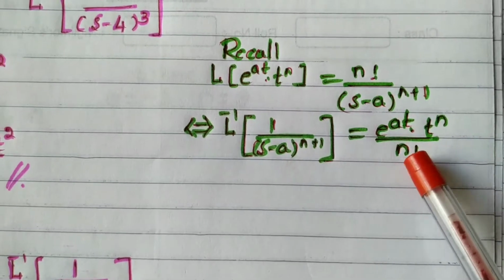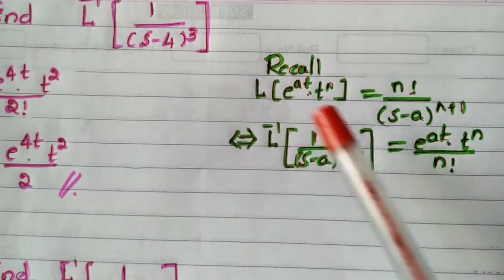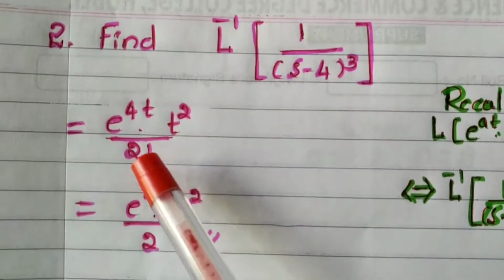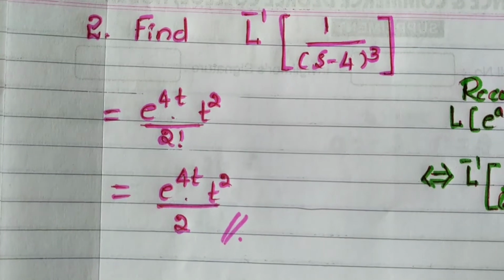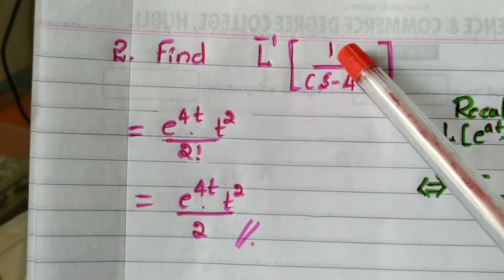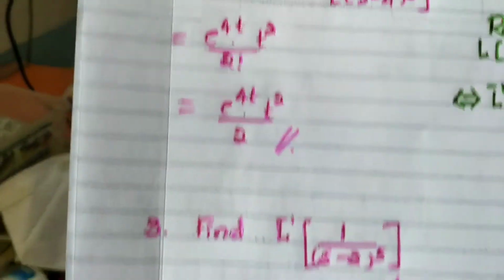It is e raised to at by t raised to n by n factorial. With a as 4 and n as 2, it is e raised to 4t into t square divided by 2 factorial. So we have the answer: L inverse of 1 by s minus 4 raised to 3 is e raised to 4t into t square by 2 factorial.